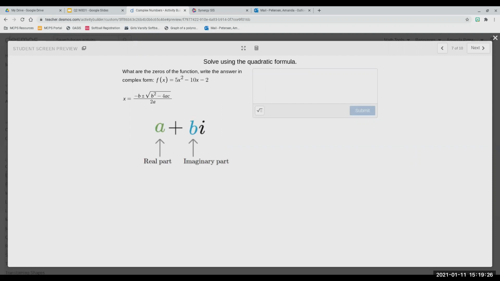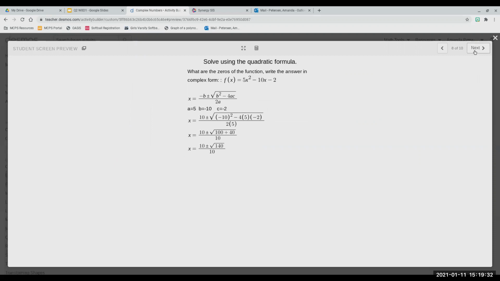All right, let's see how we did. Now, this one may have stumped you because you were expecting an imaginary number and you didn't. And that was on purpose. Just because we're moving into imaginary numbers doesn't mean you're always going to get imaginary numbers. You may still end up getting positive values under the square root. And when that's the case, there's no need for imaginary numbers. So we only need them when we have negative square roots. So 10 plus or minus the square root of 140 over 10, that would be your final answer.